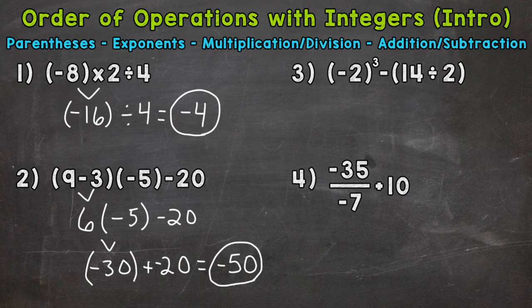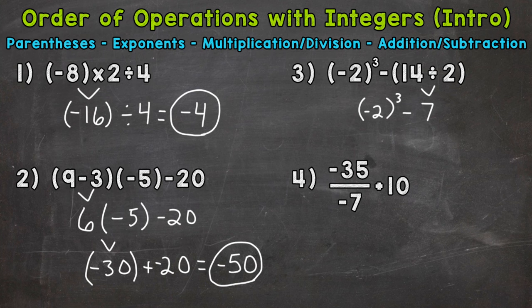Let's move on to number 3, where we have negative 2 cubed, or negative 2 to the power of 3, minus parentheses 14 divided by 2, end parentheses. Let's go through our process. So any sets of parentheses where we have something that needs solved? Yes, the 14 divided by 2. We will start there. So 14 divided by 2 is 7. Bring down everything we did not use.